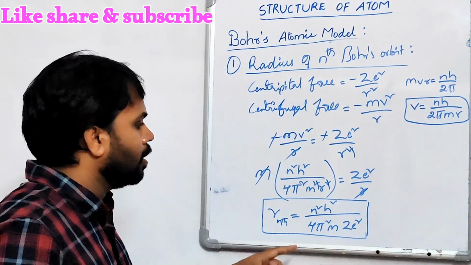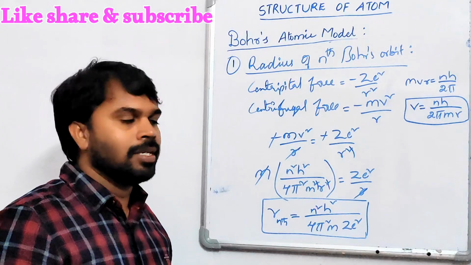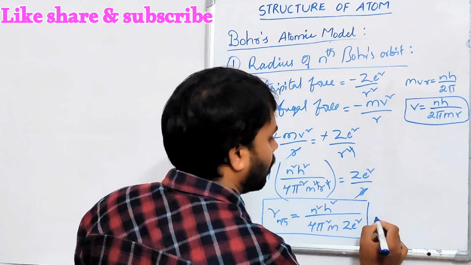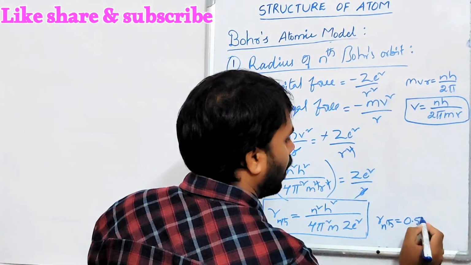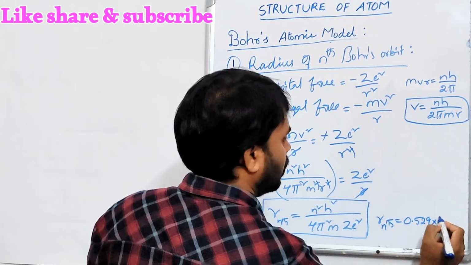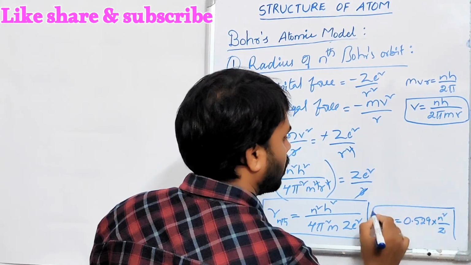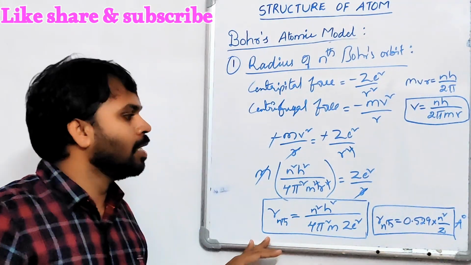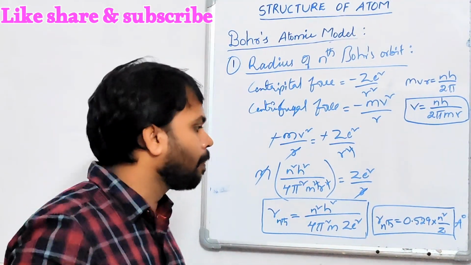In this, except n and Z, the remaining are all constants. By putting all these values and simplifying, we get the value equals 0.529 into n square by Z angstroms. This is the radius of the nth Bohr orbit.